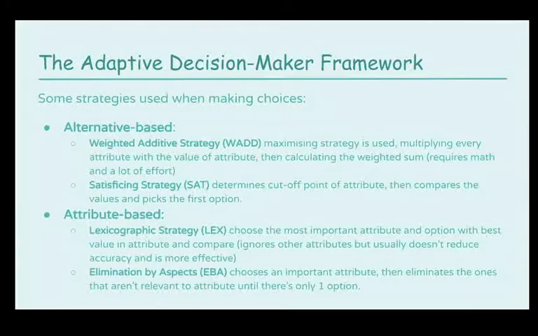So the first one, the weighted additive strategy, somewhat works like the theory of probability. You multiply all the attributes that you're considering with the value you think the attribute has, and then you literally calculate the result using a weighted sum. People rarely do this because it needs a lot of math and a lot of effort. Unless you enjoy doing that.